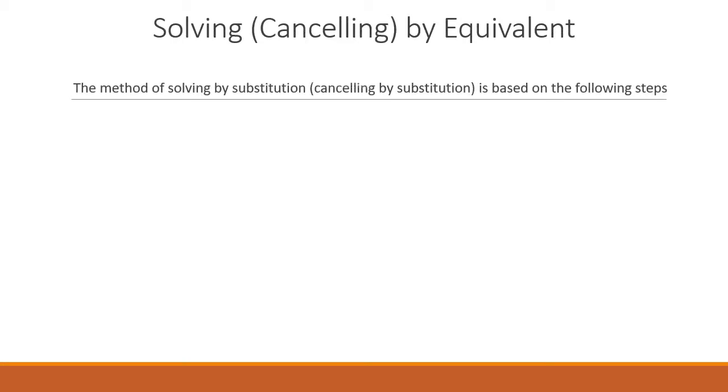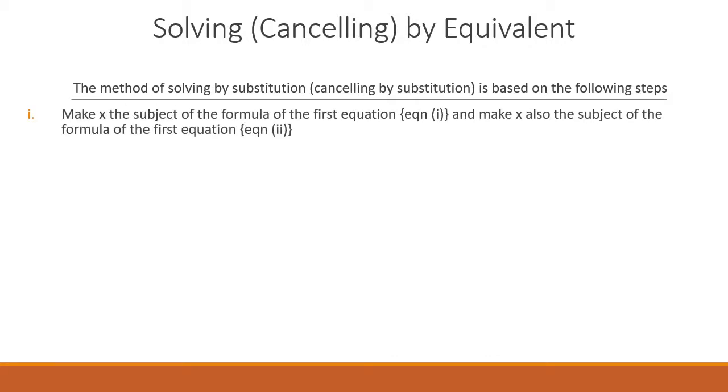So what is the idea behind this? The method of solving by cancelling by equivalence is based on the following ideas, and here are the steps that you must do when you want to cancel by equivalence. One is to make x the subject of the formula in the first equation, and make x the subject of the formula in the second equation.